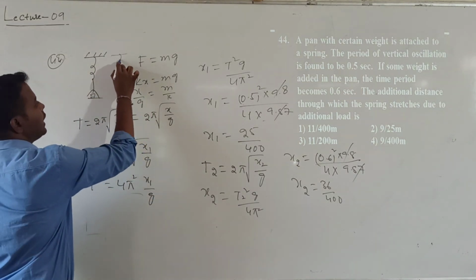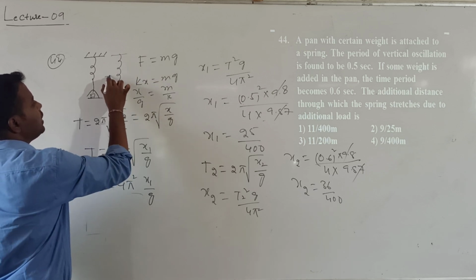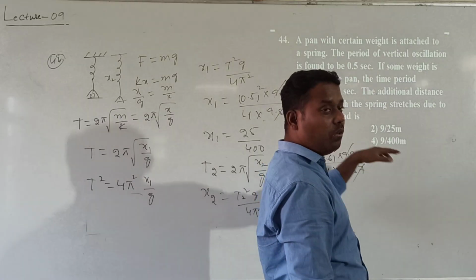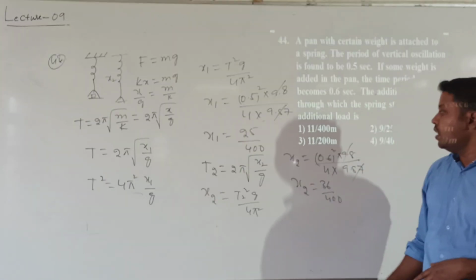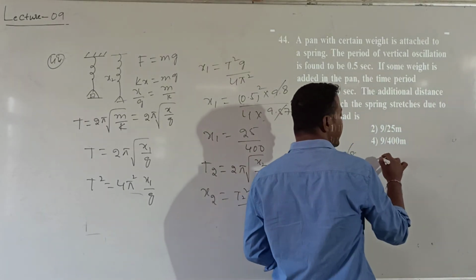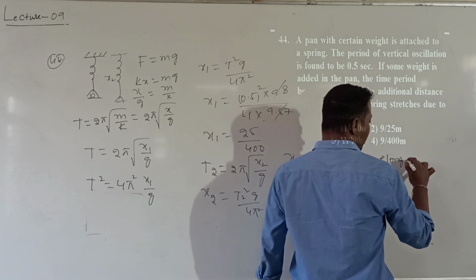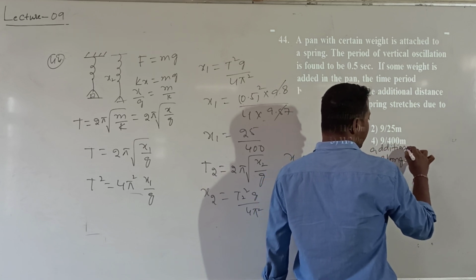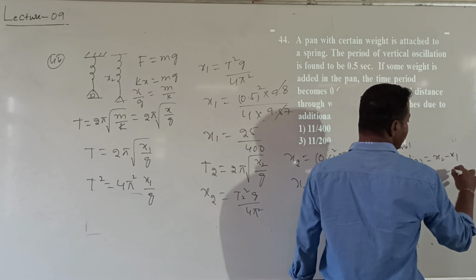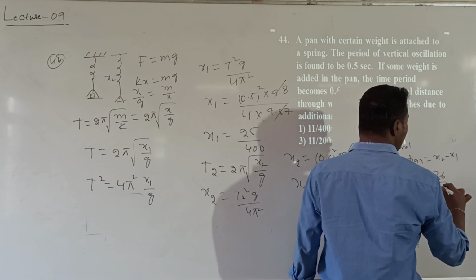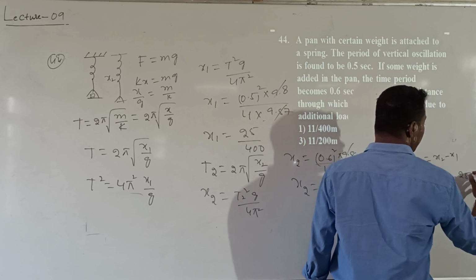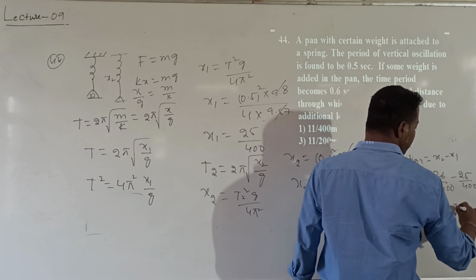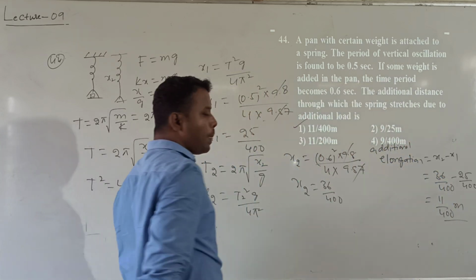Actually, first time they put some load, the elongation is x1. Second time they put more load, the elongation is x2. Now they are asking what is the additional load connected, because what is the elongation because of the additional load? Additional elongation is equal to x2 minus x1, which is 36 by 400 minus 25 by 400. So the answer is 11 divided by 4 meters. So first option. Okay?